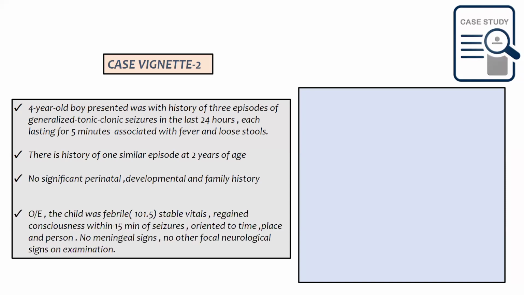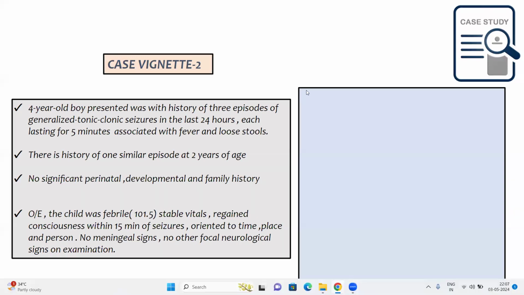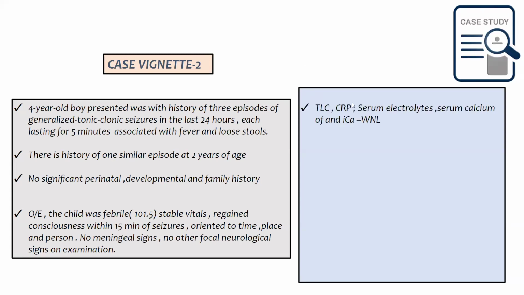And there's no significant perinatal, developmental, or family history. On examination, the child is again febrile with 101.5, stable vitals, regained consciousness within 15 minutes, and no meningeal signs and no focal deficits. You can put it in the chat box. Would you call it atypical febrile seizure or typical febrile seizure? Yes, atypical. Rightly said, because there were multiple episodes. TLC, CRP, electrolytes, serum calcium, ionic calcium, everything is normal. The diagnosis is going to be atypical febrile seizure because there were 3 episodes in one day.